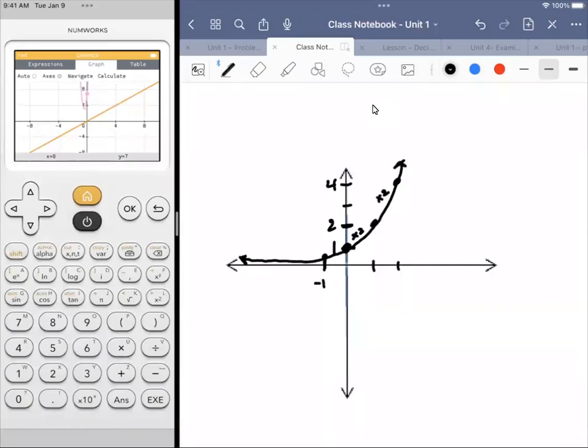All right, so at -1, we have a height of 1/2. At 0, we have a height of 1. At 1, we have a height of 2. And at 2, we have a height of 4. If I went 3, then I would have a height of 8. 4, I'd have a height of 16, 32, 64, and so on.